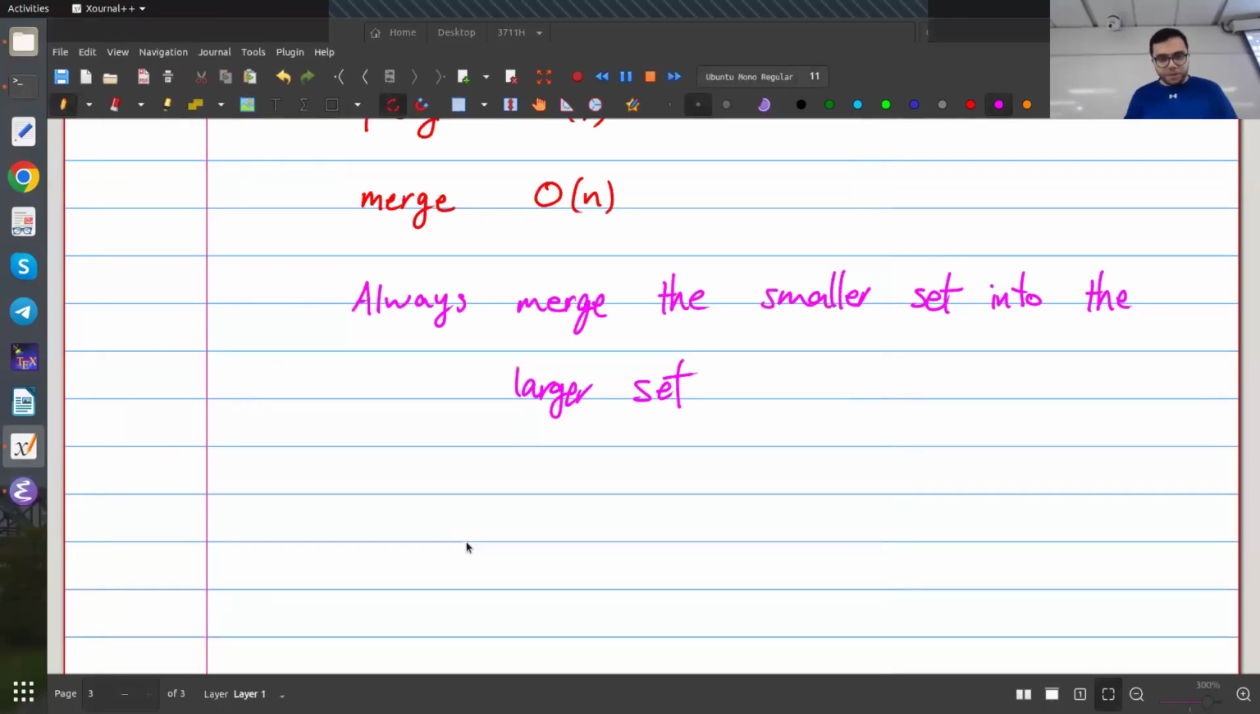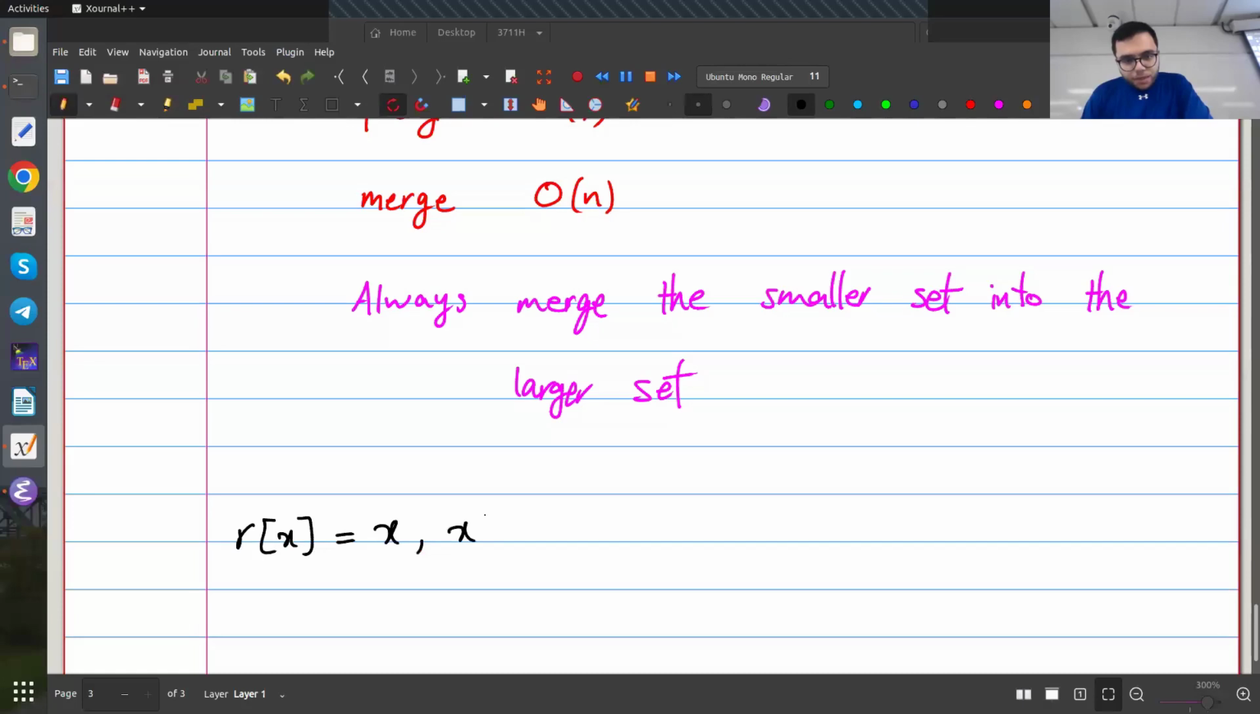Now, remember our golden rule. We always merge the smaller set into the larger set. So if I look at some element X, my element X is initially represented by X itself. Now, let's say at some point I change it, I update it to something else, X prime.